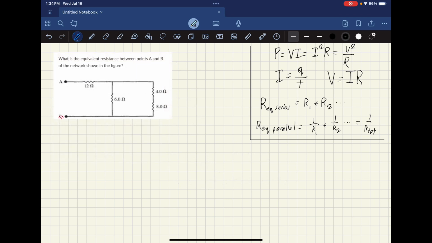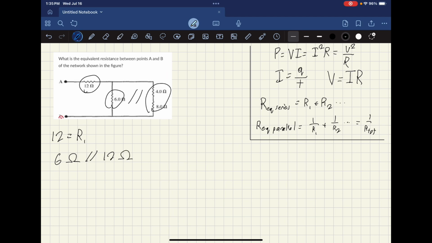This next question gives us a circuit. It asks, what is the equivalent resistance between points A and B of the network shown in the figure? To break this up, we have kind of two different things going on here. We have this one resistor here that is 12 ohms, and then we have a resistor here that is in parallel with the two resistors here. So I'm going to say we have 12 ohms over here, and this is resistor 1. And then we have 6 ohms, which is in parallel with these two other resistors, which is 4 ohms plus 8 ohms, which is 12 ohms.